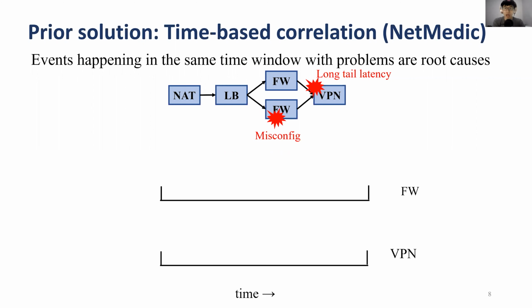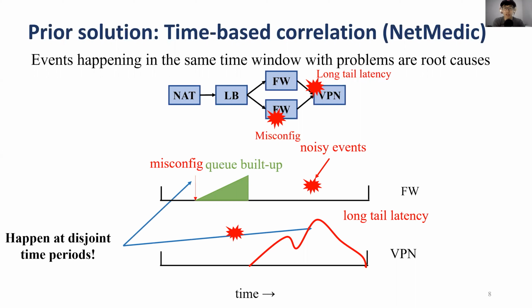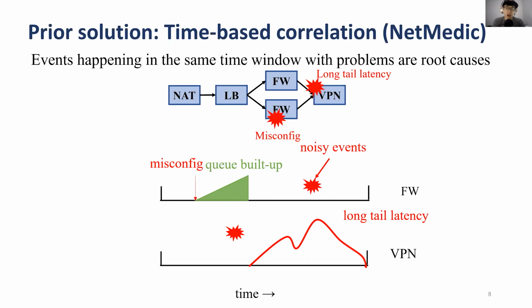In the beginning, a misconfiguration in the firewall is triggered at this time, so the queue in the firewall starts to build up. After the queue was built up, the VPN starts to suffer from long-tail latency during this time period. In the meanwhile, there were also some irrelevant microsecond level noisy events. As we can see, the misconfiguration and the latency problem happen at disjoint time periods. In this situation, it's really hard to define a fixed time window size.